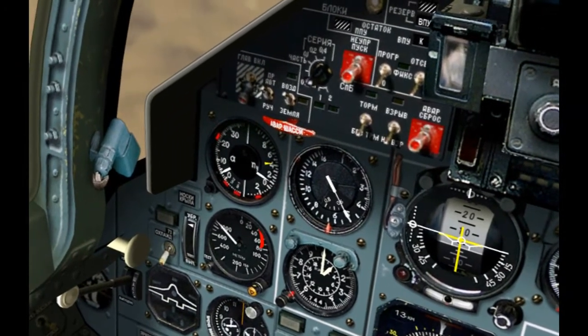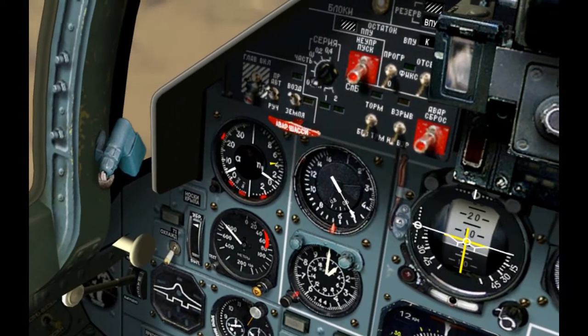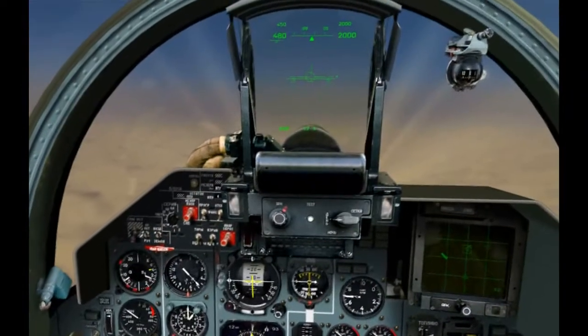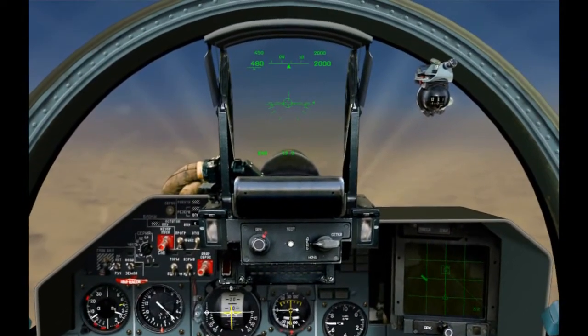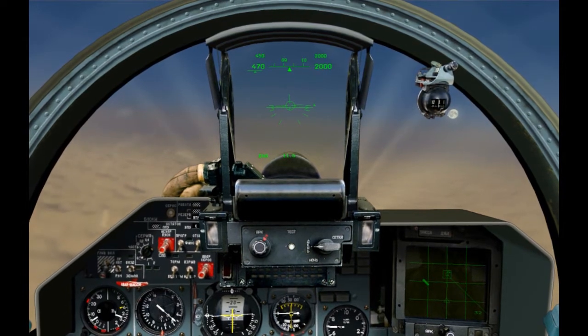Below that we have the altimeter, which will be read like a clock. The big hand, hundreds of meters, and the small hand, thousands of meters. Next to the altimeter we have the radar altimeter, which uses radar to determine altitude, but it only works under 1,000 meters.